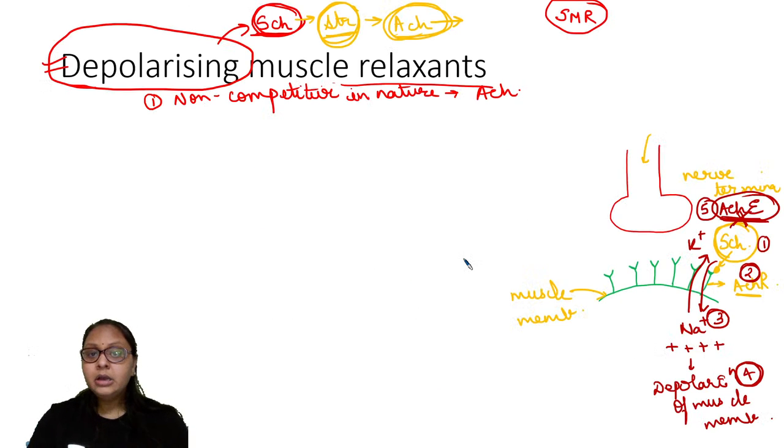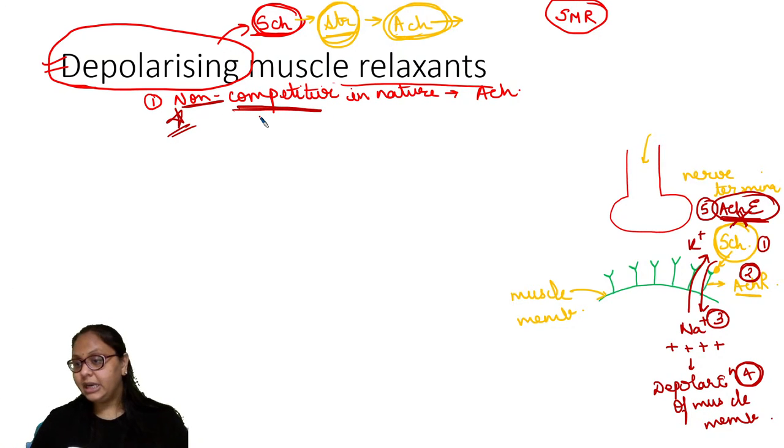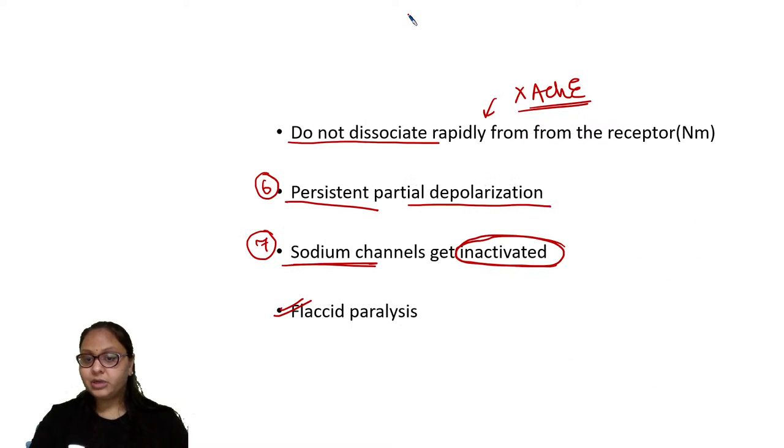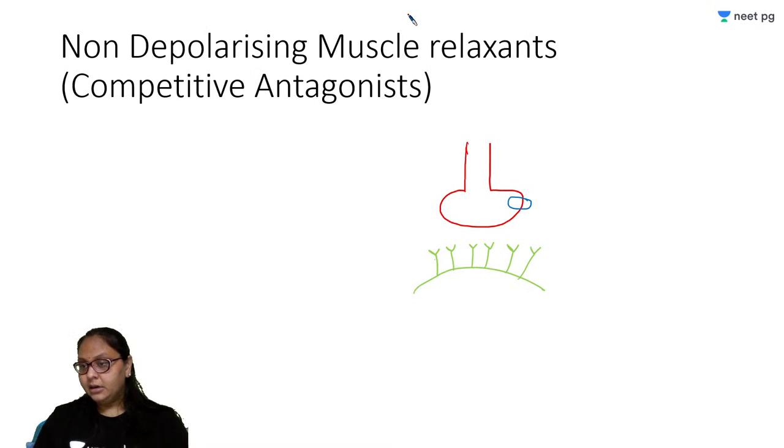So this is how succinylcholine acts. And why is it known as depolarizing? Because initially it is causing depolarization of the muscle membrane. So therefore it is known as depolarizing muscle relaxant. And remember the question: it is non-competitive in nature. It is just resembling, the structure is the same as that of acetylcholine, which is the neurotransmitter. Is it clear? Guys, is it clear?